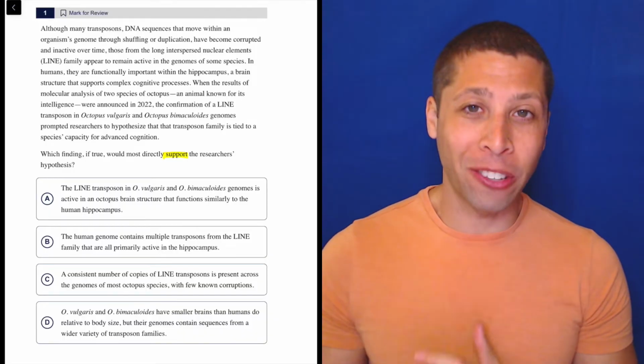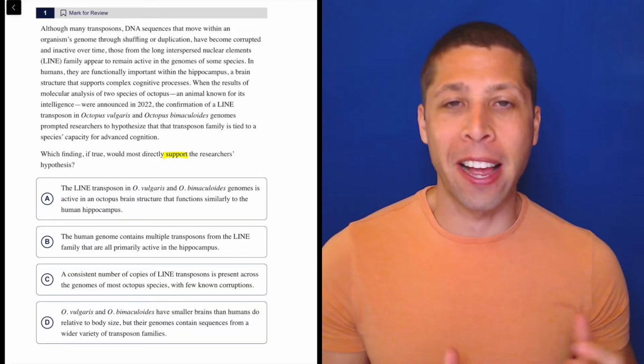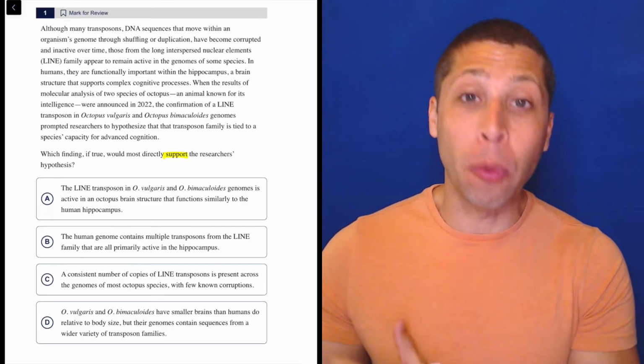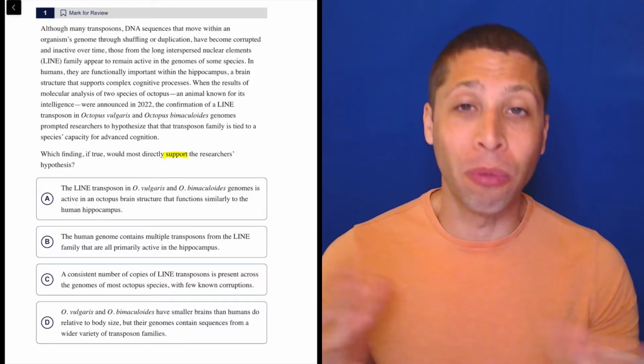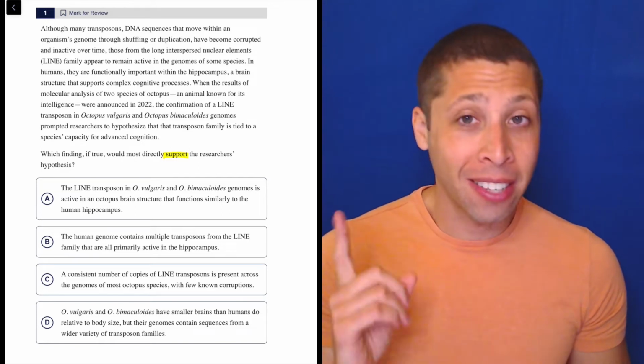Not many of these questions are asking you to weaken the hypothesis, but we have to be careful because anytime we have a support question, we're going to have a choice that probably weakens it. And anytime we have a weaken question, we're probably going to have a choice that supports. So if we don't read the question carefully, we might pick the wrong one just because we don't understand what they're asking for. So that's piece number one.